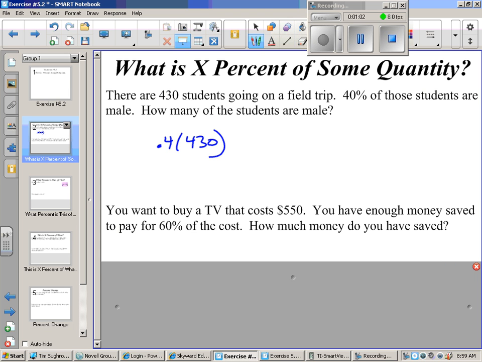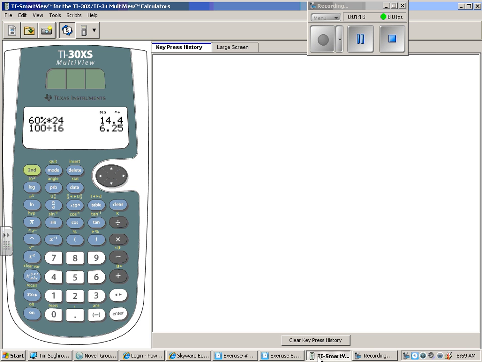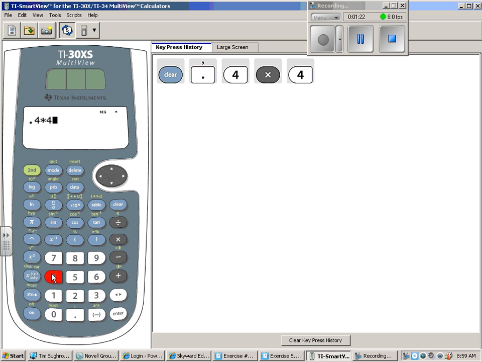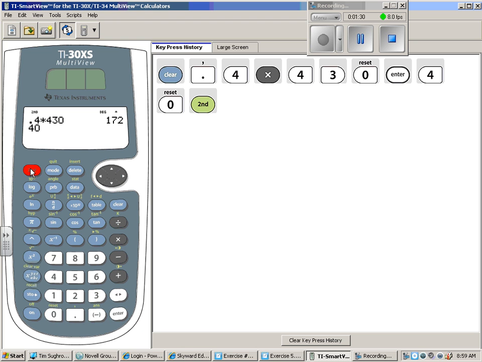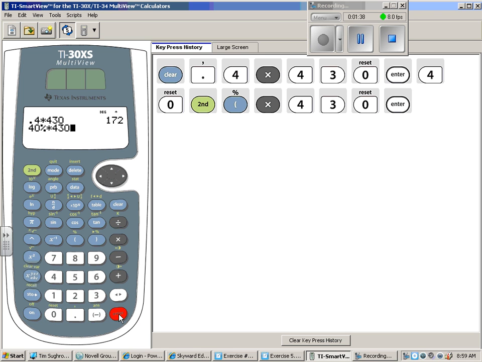And if you want to leave it 40% and use the percent key on your calculator, that's fine as well. But it's just less keystrokes. If you can convert that in your head, then it's a lot easier just to type in 0.4 times 430. So when I pull up the calculator, I'm just going to go 0.4 times 430. Enter. Notice that's the same thing. If you feel more comfortable, just typing in 40% times 430, by all means, you can do that as well. You get the same thing, 172.